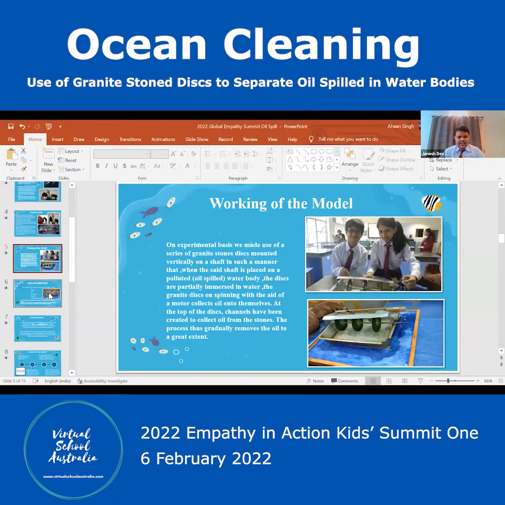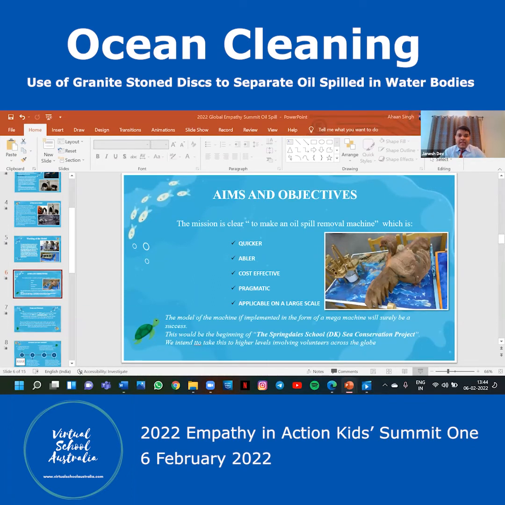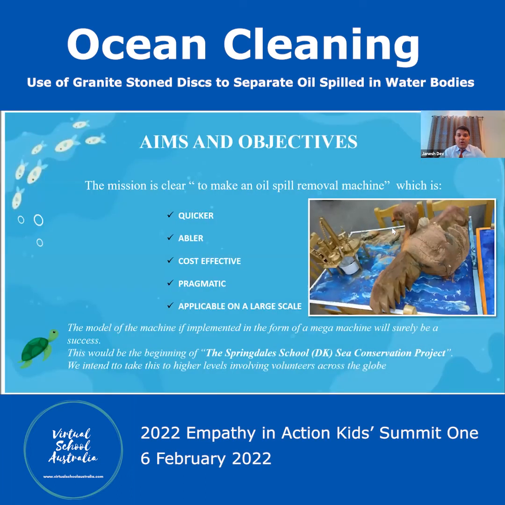So the mission of our project is quite clear: to make an oil spill removal machine which is quicker, more able, cost-effective, pragmatic, and also applicable on a large scale. Not only this, in order to garner support from international and worldwide organizations such as the United Nations, our project complies with the 14th Sustainable Development Goal, Life Below Water, which states the conservation and sustainable use of the ocean, seas, and marine resources for progressive and sustainable development. Our project checks all the correct boxes of it being cost effective, easy to implement, applicable on a large scale, as well as being useful and handy and solving a global issue which is current.